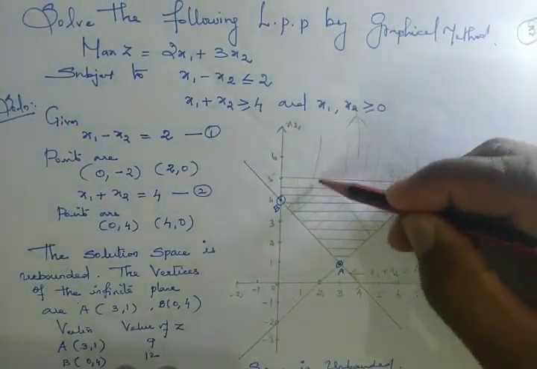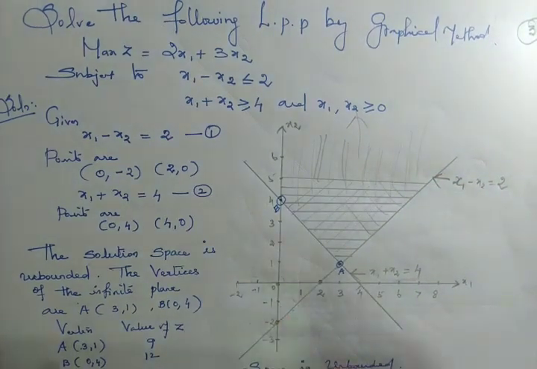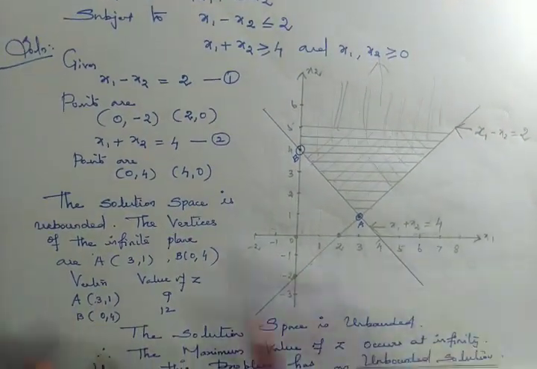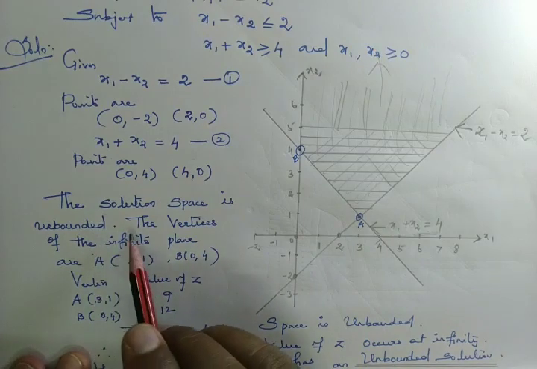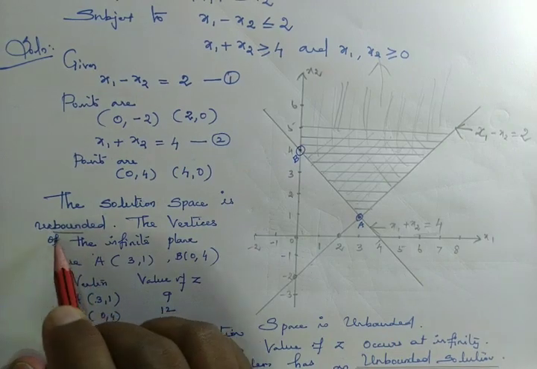It goes on and on, and nobody can define an end point for this case. So the solution space is unbounded, because there is no boundary to it. That's the reason we mention it as unbounded.